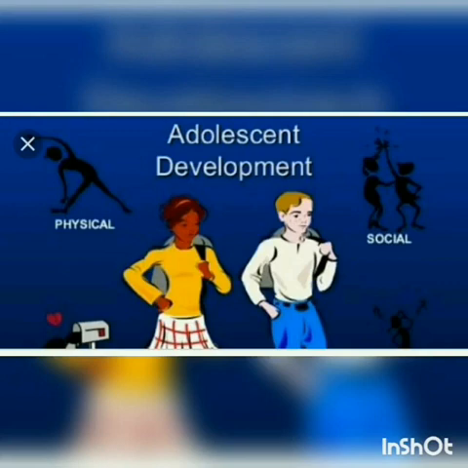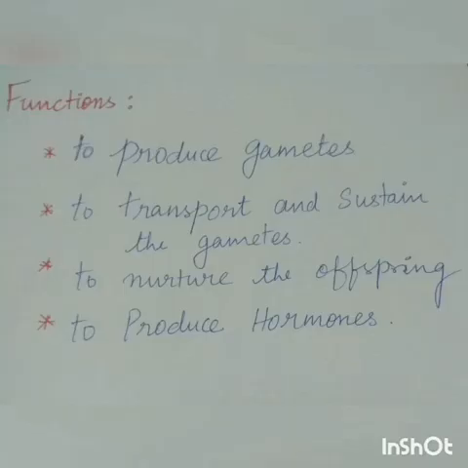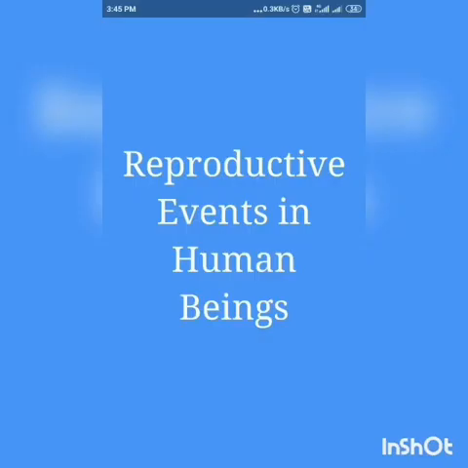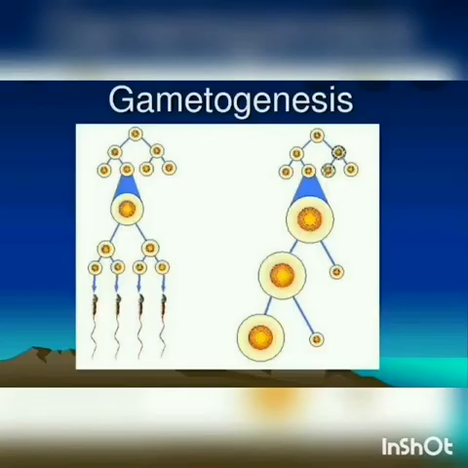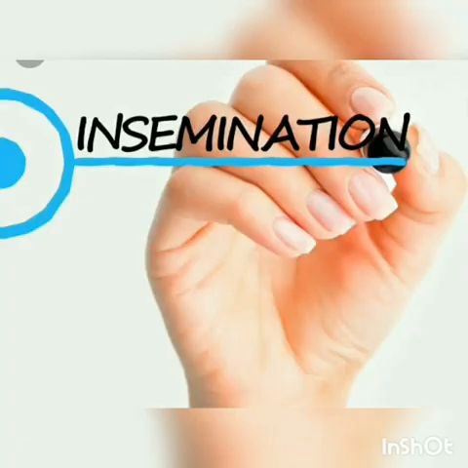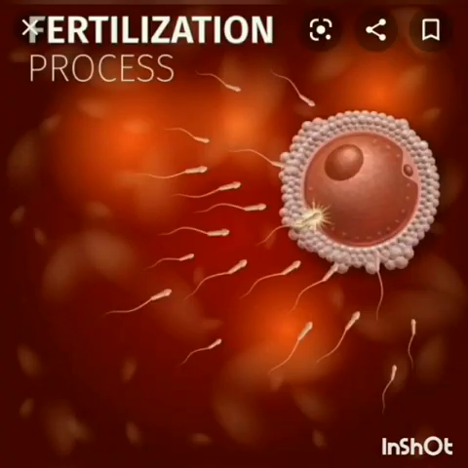The main functions of the reproductive system are to produce gametes, transport the gametes, give food to developing offspring, and produce hormones. There are some major events in the reproductive life of human beings which start from gametogenesis and end in parturition. First is gametogenesis. Production of gametes is called gametogenesis. The transport of sperms to the female reproductive tract is insemination. The fusion of male and female gametes to produce a diploid zygote is fertilization.